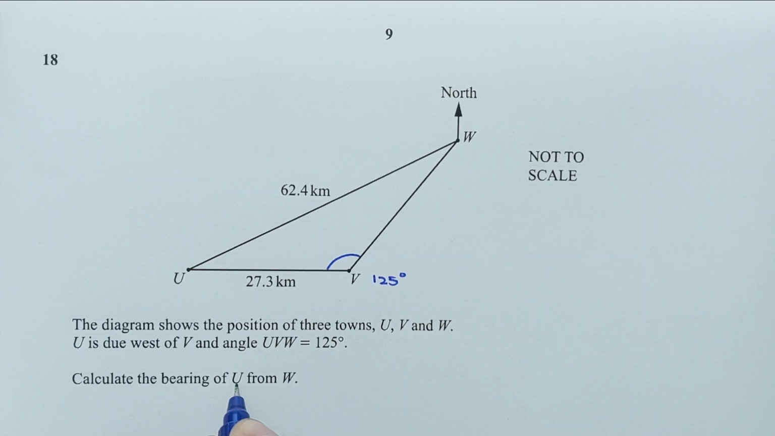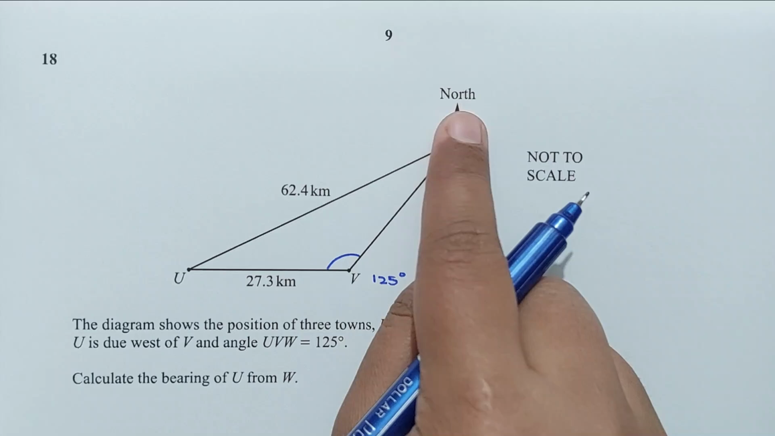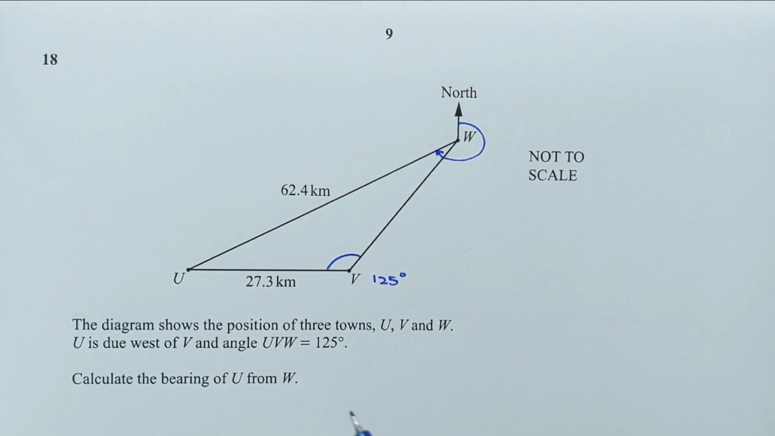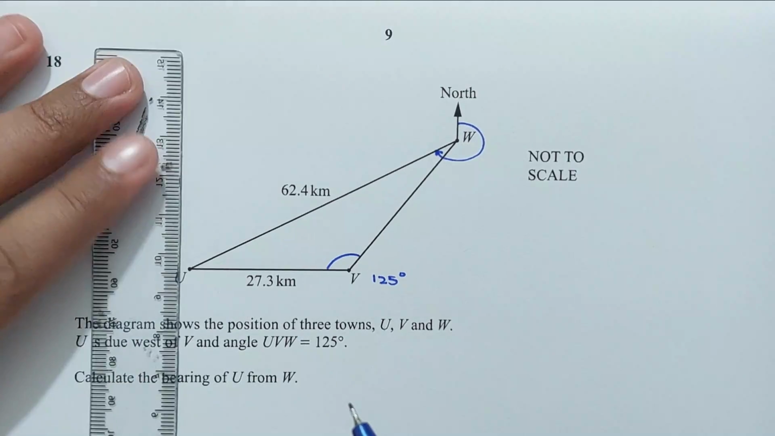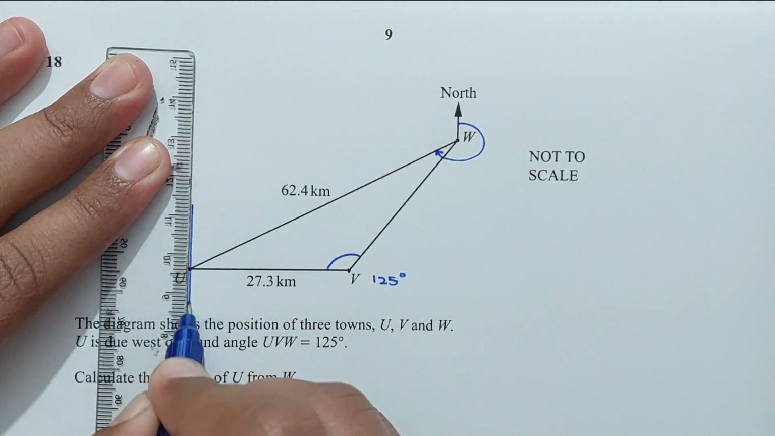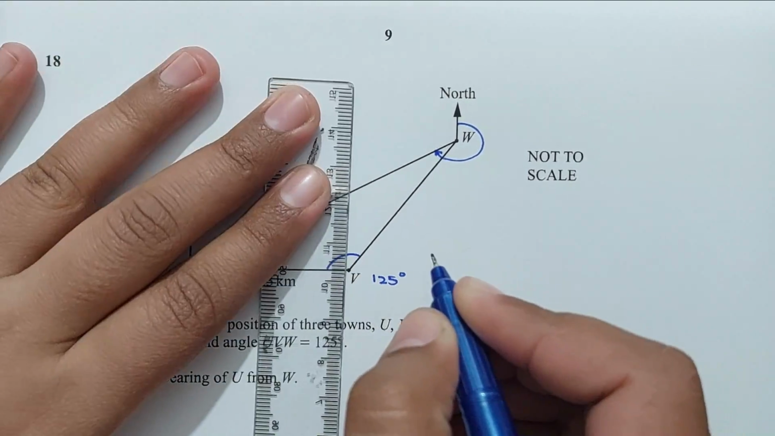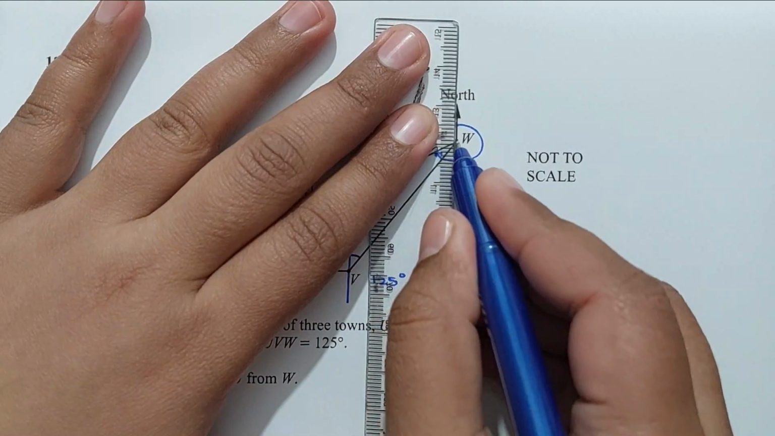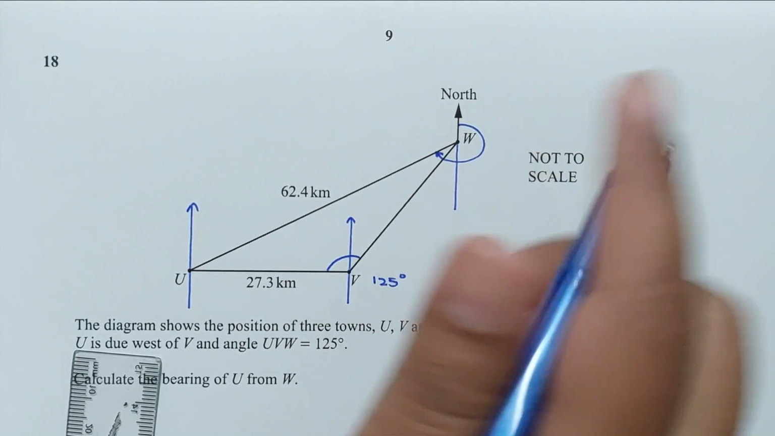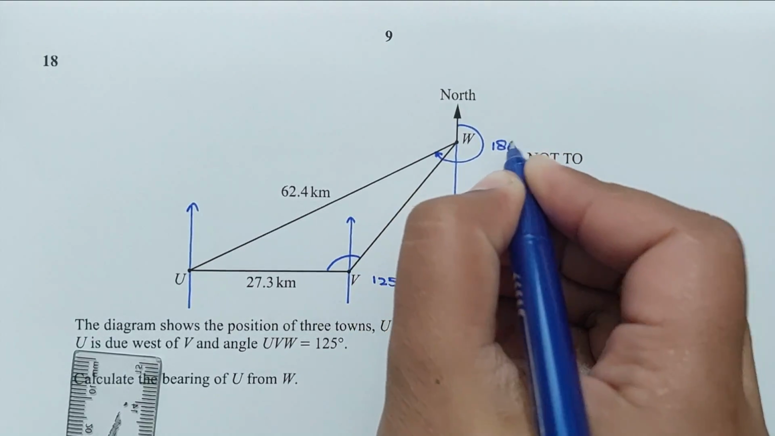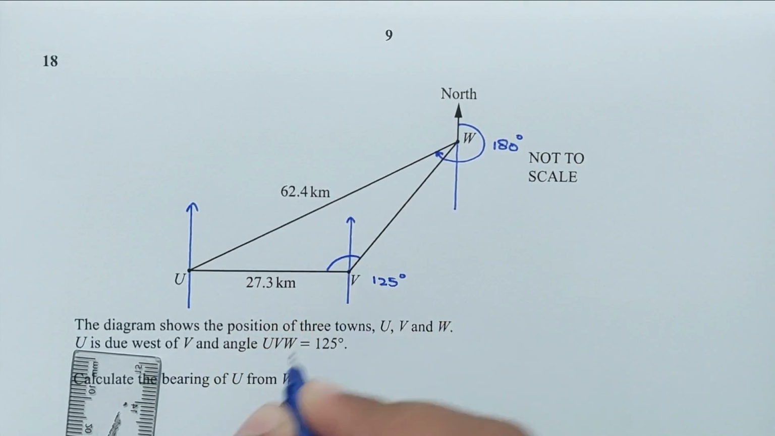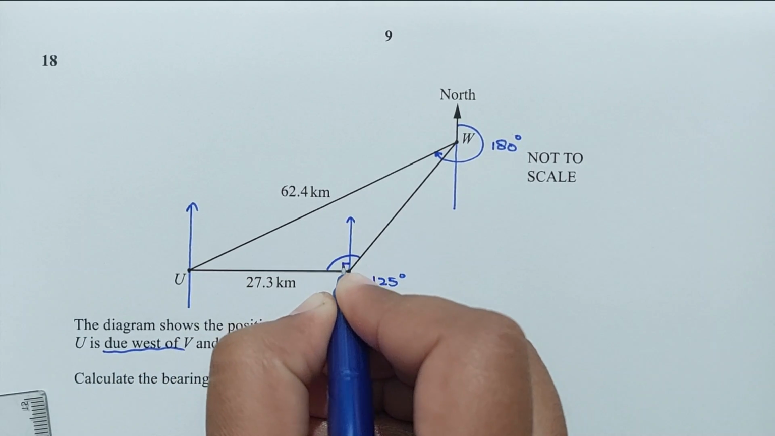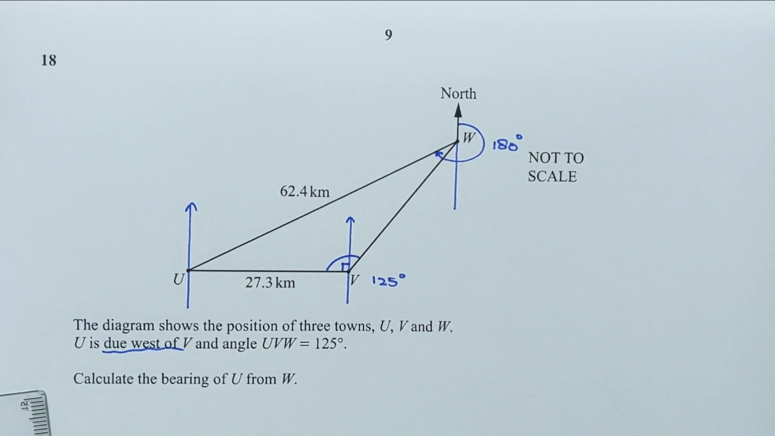Calculate the bearing of U from W. So from W to U, this whole angle we have to calculate. Let me draw the north line: the north line at V, at U, and extending the north line at W. So this whole angle is 180. If this is due west of V, it means this is 90 degrees, perpendicular.